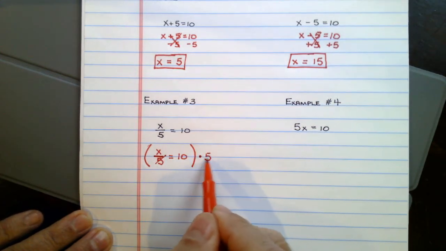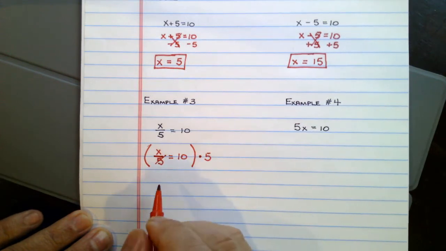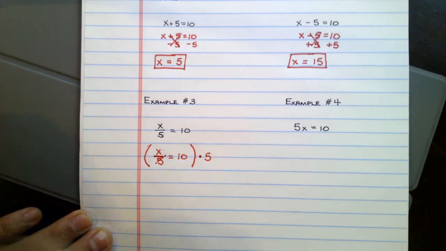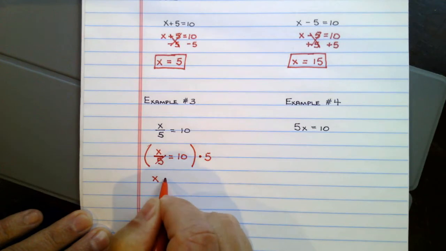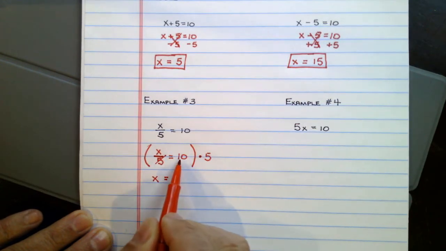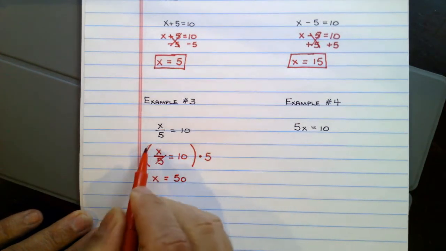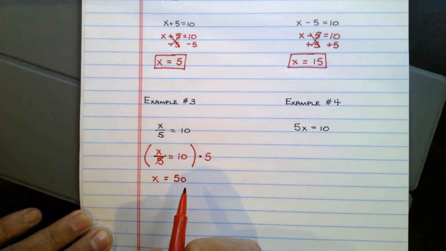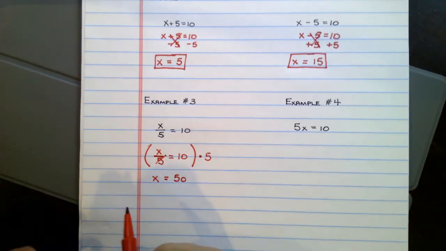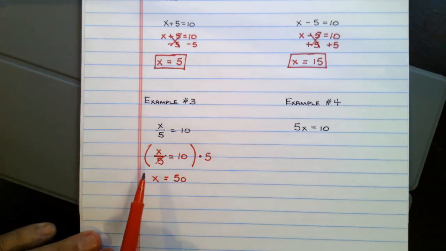This 5 times x divided by 5, they cancel each other out, and you're left with an x. You bring down your equal sign. The 5 also needs to be multiplied over here on this side. 5 times 10 is 50. So parentheses are a great way to show your work of what you're doing to both sides, that you're multiplying really this entire equation right here by 5.